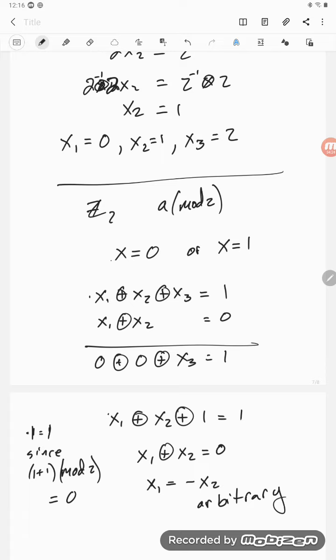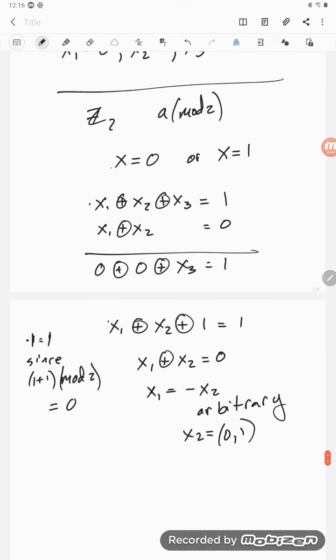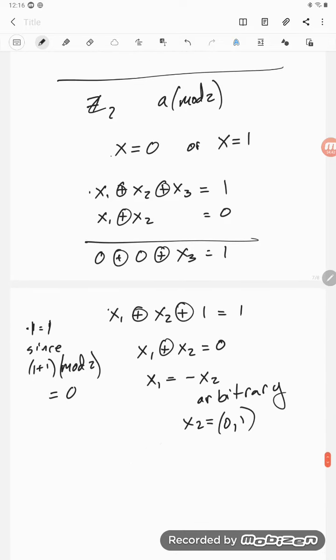Now, but how arbitrary can it be? Well, x2 could equal 0 or 1. And the additive inverse of 0 is 0, the additive inverse of 1 is 1. And so our solution is that x1 is the additive inverse of x2. x2 could equal 0 or 1, and x3 has to equal 1.